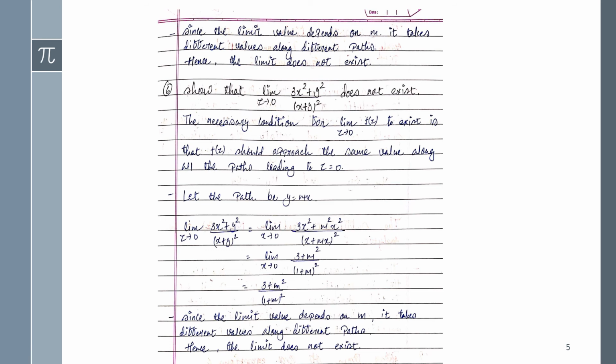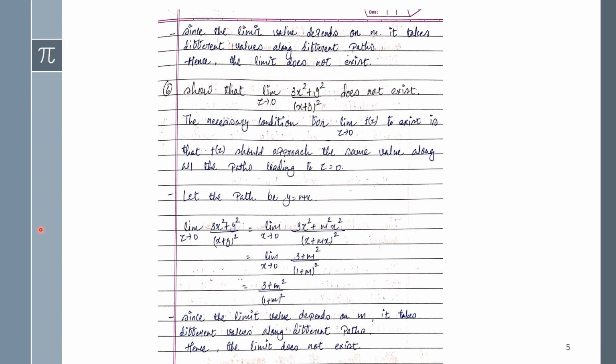Now the next one is given: show that the limit as z tends to 0 of 3x square plus y square upon x plus y whole square does not exist. So again you have to prove that this does not exist, so it will not be a 0 form. You will get some kind of number or constant. Here the function is given in the form of x and y both, so of course we have to apply one path, and I'm applying the line y equals mx.